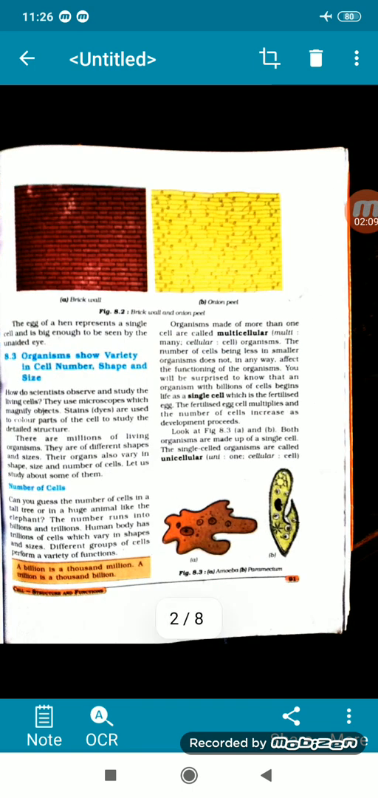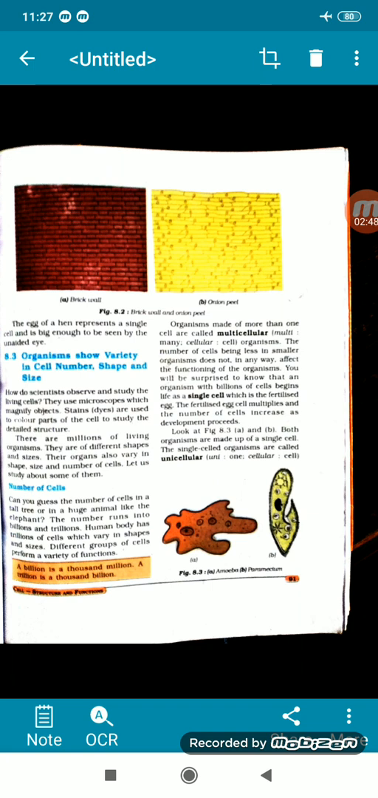Now we go to the next page. The egg of a hen represents a single cell and is big enough to be seen by the unaided eye. Now we go to the next point, organisms. So, variety of cells in cell number, shape and size. Number of cells. Can you guess the number of cells in a tall tree or in a huge animal like an elephant? The number runs into billions and trillions. The human body has, underlined, trillions of cells which vary, means differ, in shape and size.